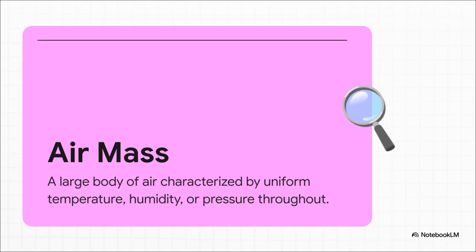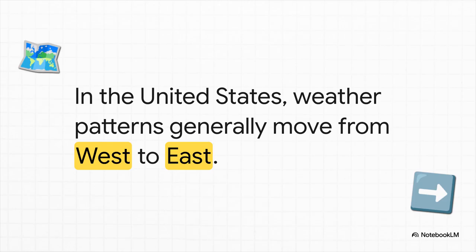So, the main characters in this whole atmospheric story are what we call air masses. Just think of them as these giant, invisible bubbles of air, and each one has its own personality. You know, some are cold and dry, others are warm and humid, and the real weather action happens where these different characters meet.